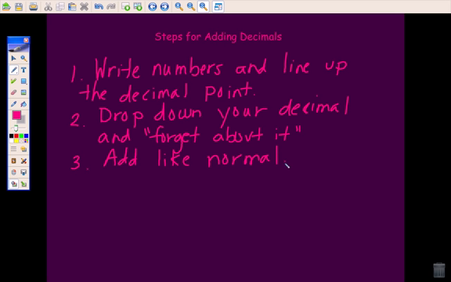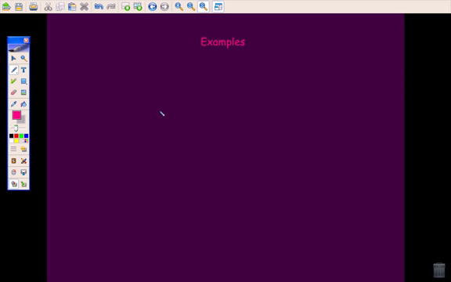And we're going to do some examples so that you'll be able to see exactly what I'm talking about. Let's say I am adding the decimals 1 300ths plus 3600ths. So step 1 said to line up my decimal points. So I'm going to take that 1 300ths and be very careful to line up my decimal points. Then step 2 says to drop down your decimal and forget about it.